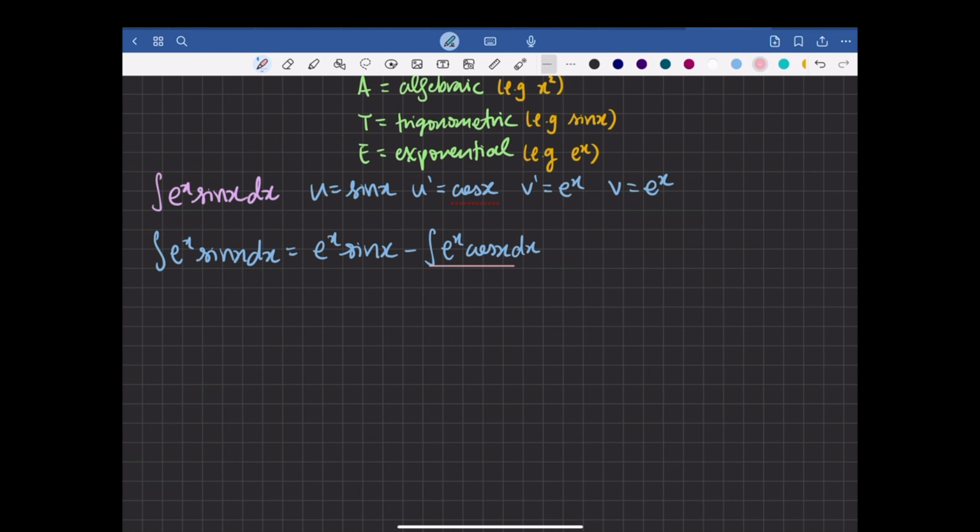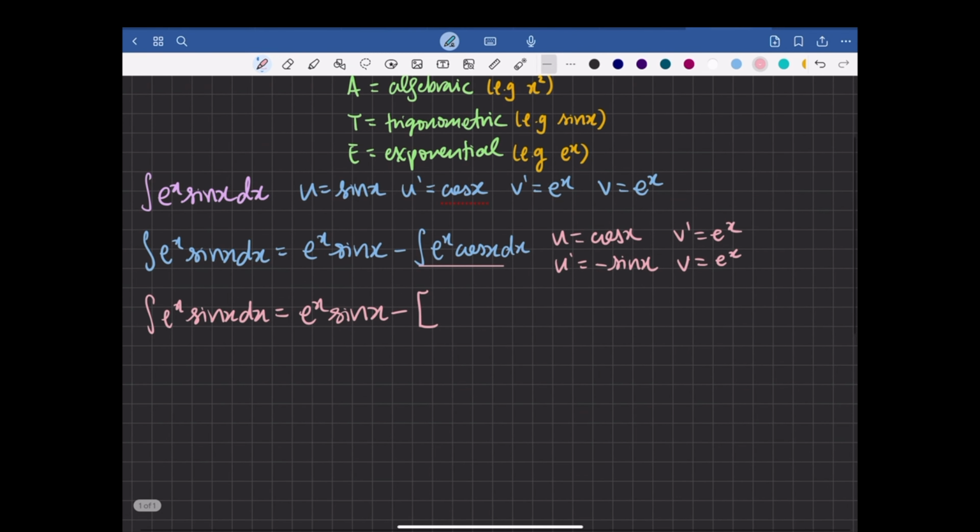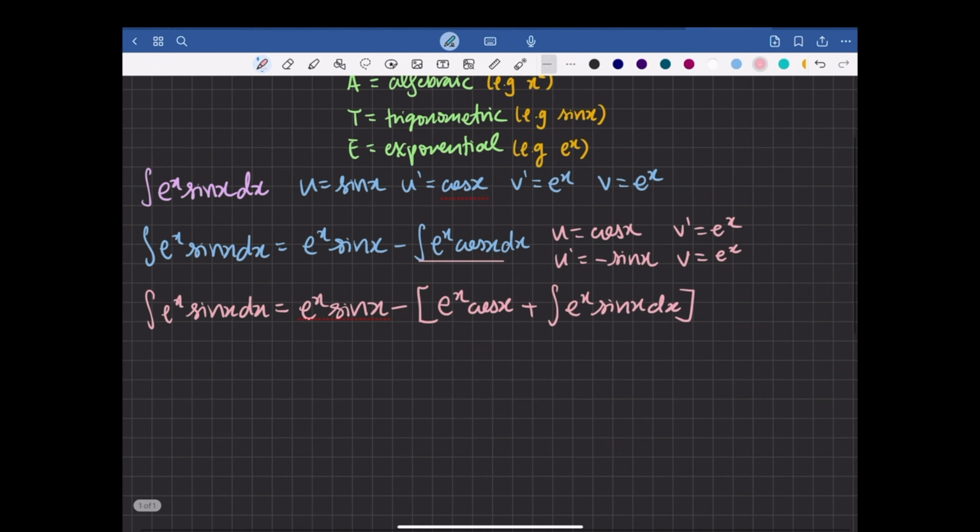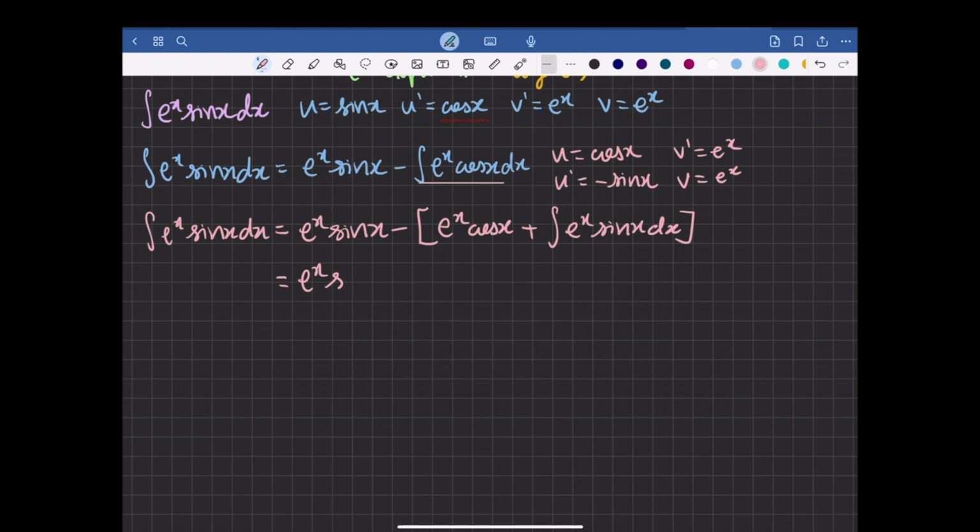So over here, u will be equal to cos x. U dash will be negative sine x. V dash is e to the x, and v is e to the x as well. So this whole integral would thus be e to the x sine x minus, open brackets, uv minus the integral of u dash v. So that's e to the x times cos x minus the integral of negative sine x times e to the x. So that'll be positive, just e to the x times sine x dx. We can then expand the brackets to get minus e to the x cos x minus the integral of e to the x sine x dx.